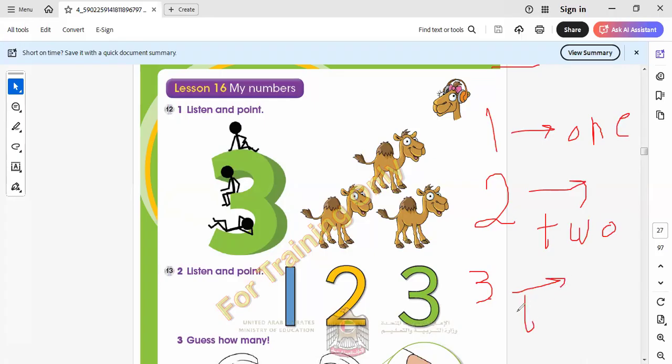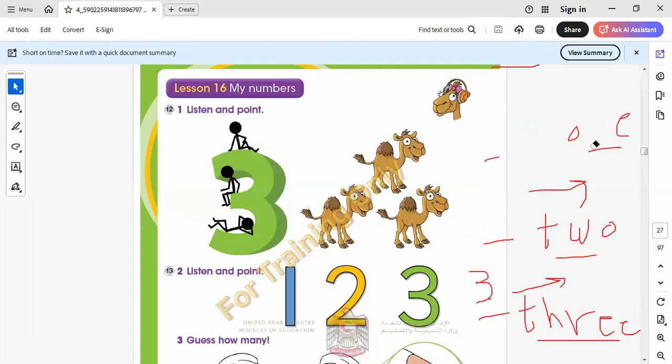Okay, so here we have 1, 2, 3. 3 is written in numbers like this and in letters like this. 2 in numbers like this and letters like this. 1 written in numbers like this, and 1 written in letters like this. Let's continue the rest of our unit today.